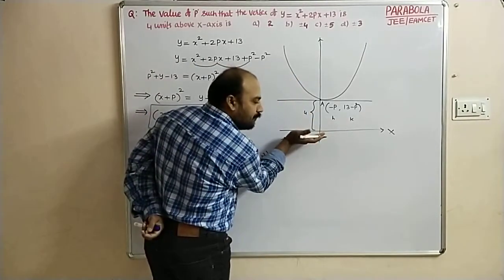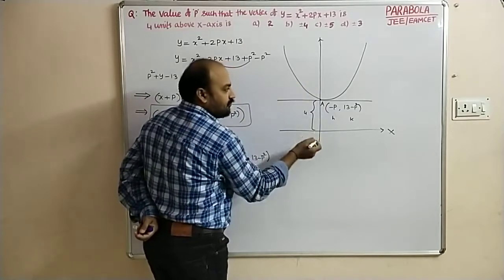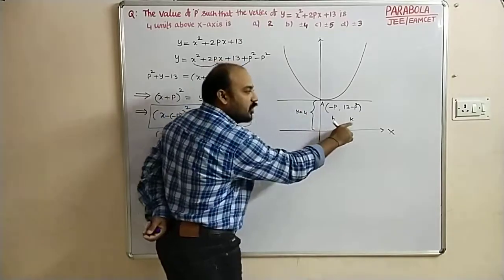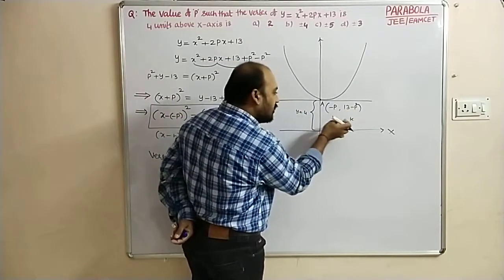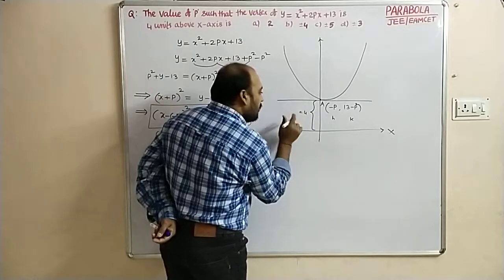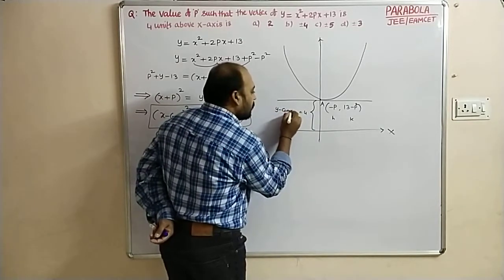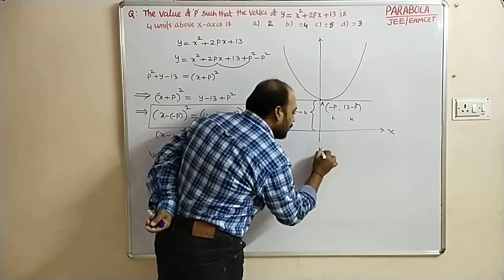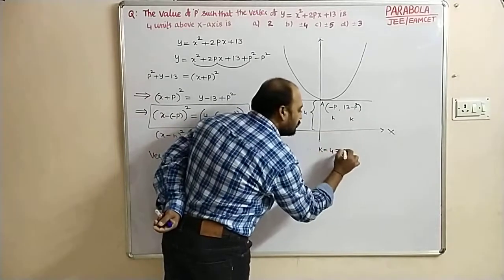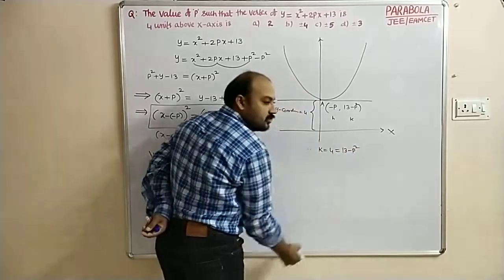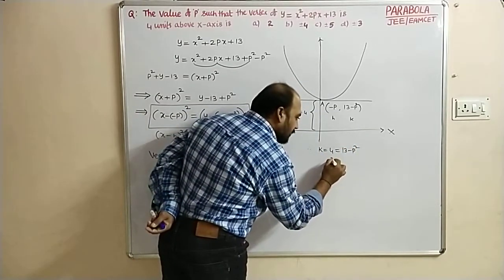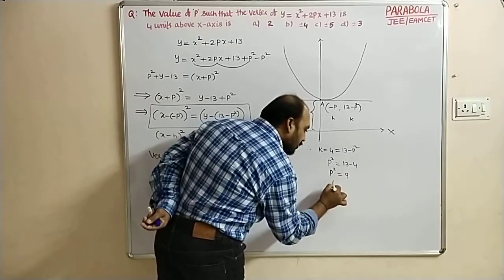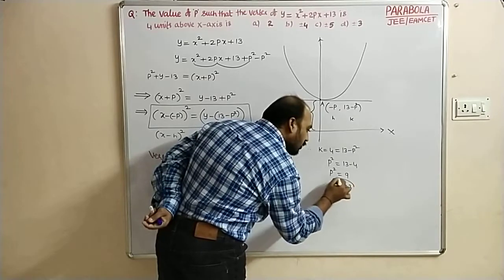Whenever the distance from the origin to a line parallel to the x-axis is given, it is denoted by the y coordinate. What is the y coordinate here? The y coordinate of the vertex is equal to 4. That is k. Therefore, k equal to 4, which is equal to 13 minus p square. So minus p square we can take this side. So 13 minus 4, p square equal to 9, p equal to plus or minus 3, root 9.